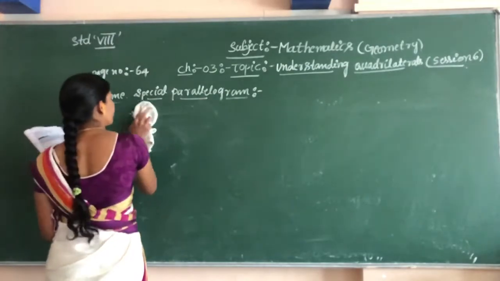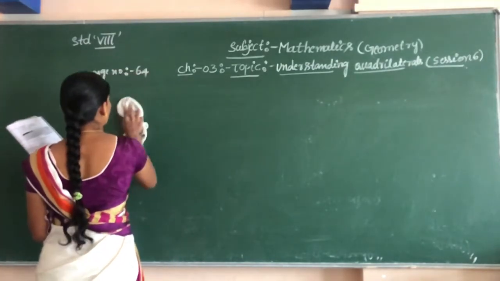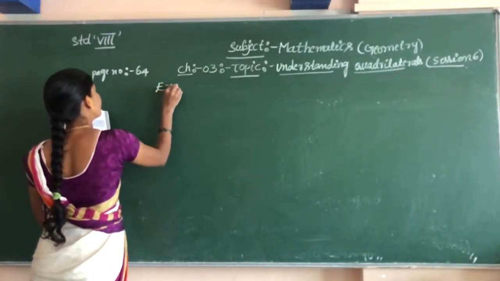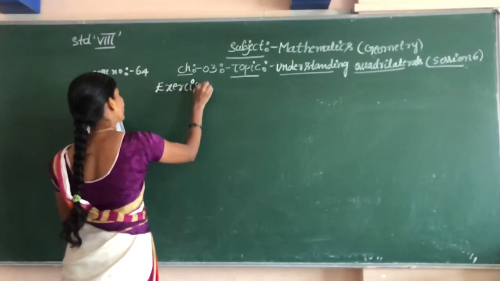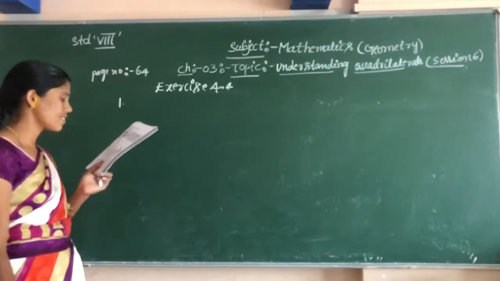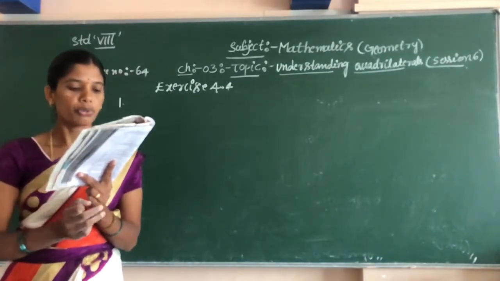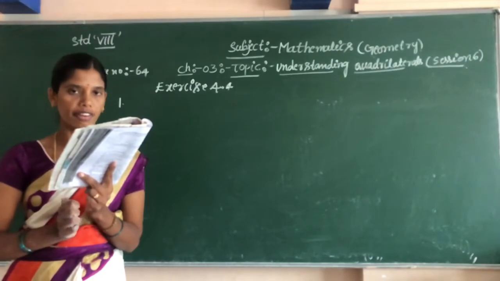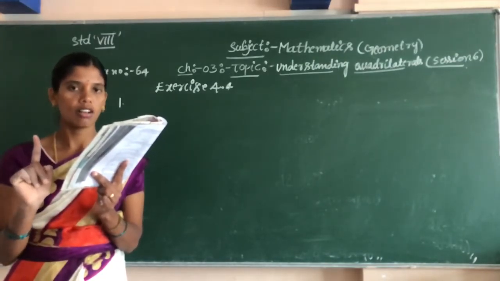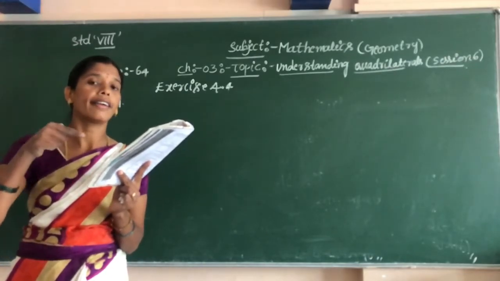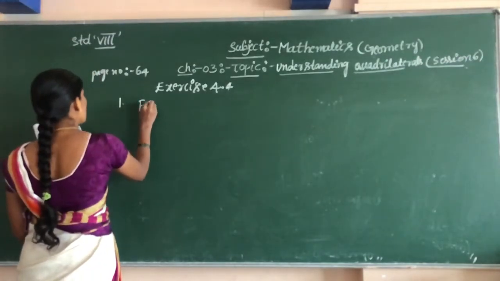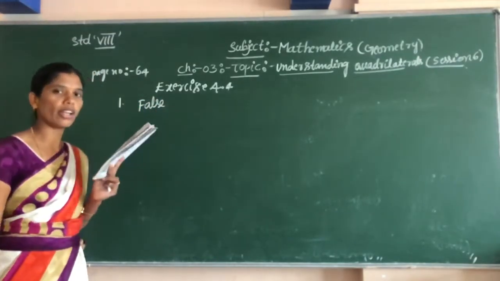Exercise 4.4. In the exercise there are 6 examples. First one, state whether true or false. First one is: all rectangles are squares. No, this is false. Why? Because all rectangles are not squares.